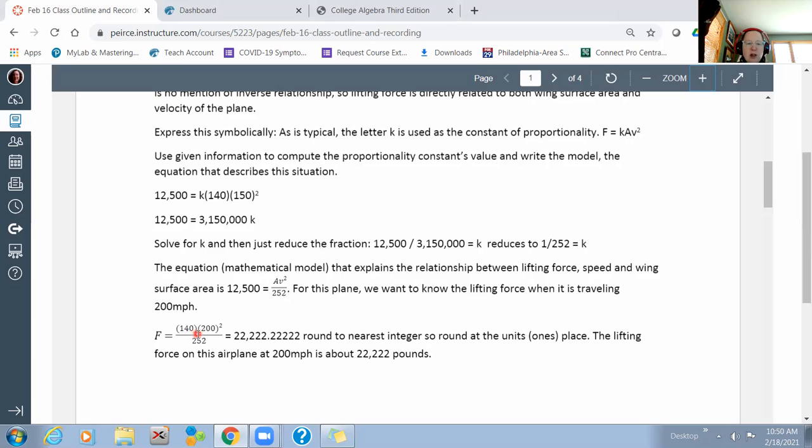So just keep in mind, for a situation like that, we had two different variables here, and then the force variable is what we were finding information on. The wing size didn't change. It's still the same airplane, right? So they gave you information and gave you a speed of 150, and you knew the lifting force on the wing for that. You use that information to get your K, solve that equation, reduce that fraction, and then when you use it again, they just told you a velocity of 200.